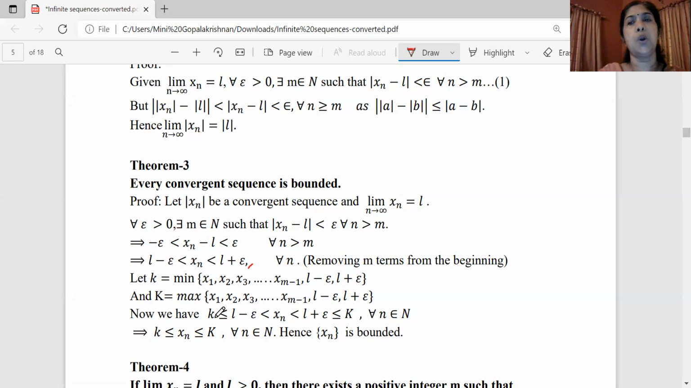Now we leave out L minus epsilon and L plus epsilon, and include only small letter k less than or equal to xn less than or equal to capital K for every n belonging to the set of all natural numbers, which is the definition for a sequence to be bounded. So hence our sequence xn has a lower bound and an upper bound. So it is bounded from both sides. So it is a bounded sequence. Hence every convergent sequence is bounded. Thank you.